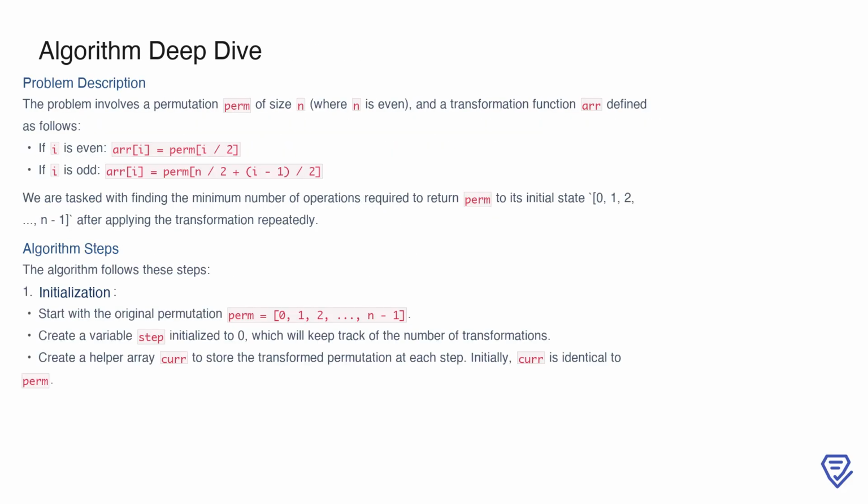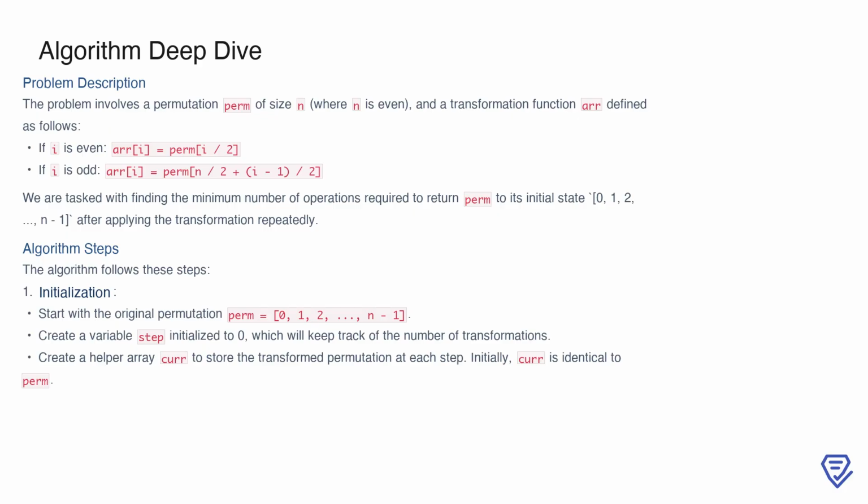This problem challenges us to determine the minimum number of operations required to reinitialize a permutation back to its original order. The permutation, perm, is of size n, where n is always even. A transformation function is defined such that for an even index i, the new value at arr[i] is taken from perm[i/2]. For an odd index i, the value is taken from the second half of the array at position n/2 plus (i-1)/2. Our goal is to repeatedly apply this transformation and count how many iterations are needed until the permutation returns to its original state of 0, 1, 2, ..., n-1.